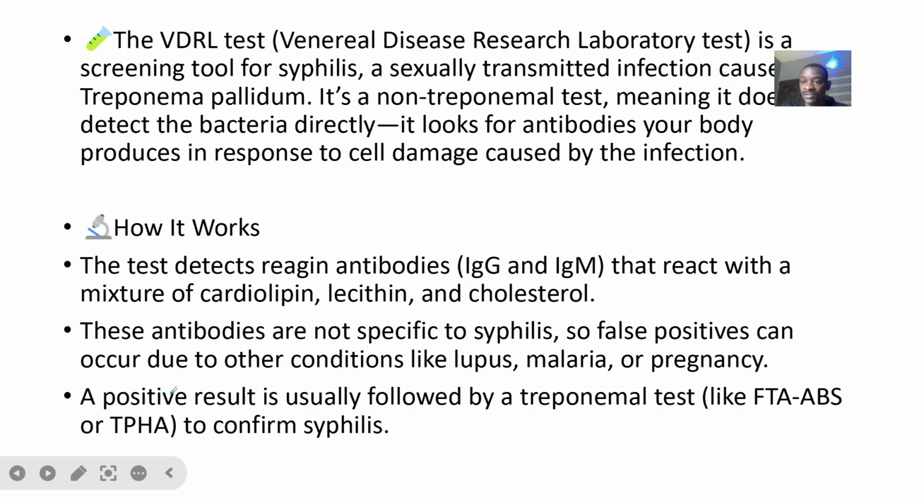If they have syphilis, what stage of disease. So syphilis is a sexually transmitted infection. It's caused by what? Treponema pallidum. That's the bacteria causing it. So it's a non-treponemal test, meaning it doesn't detect the bacteria directly, but it's trying to actually what? Check if there's any immune system mounted against syphilis. Of course, if you see immune system mounted against syphilis, it shows that there's syphilis there.